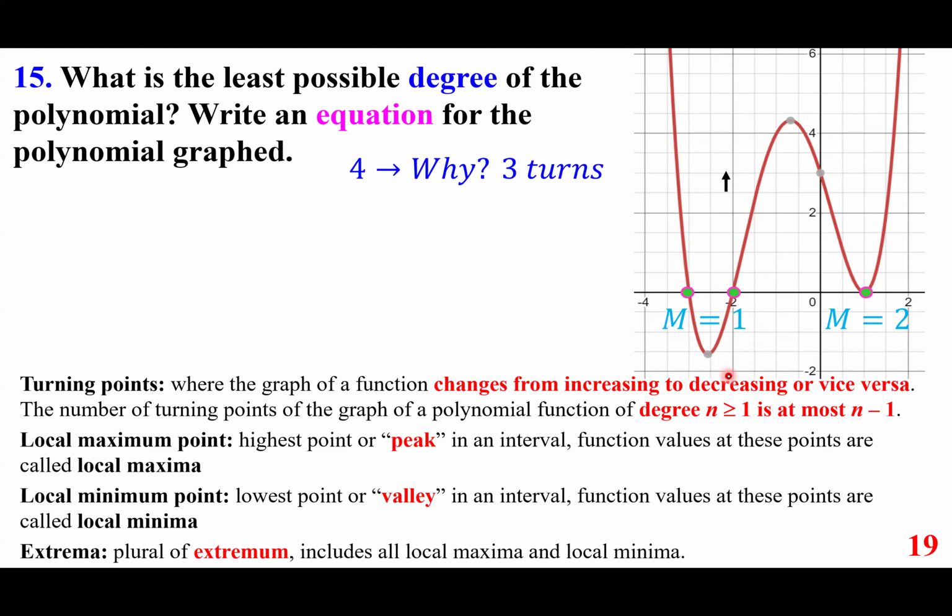So f of x is some number a. This one would be x plus 3. This one would be x plus 2. And this one would be x minus 1 squared. Okay, so f of x is a times (x plus 3) times (x plus 2) times (x minus 1) quantity squared.